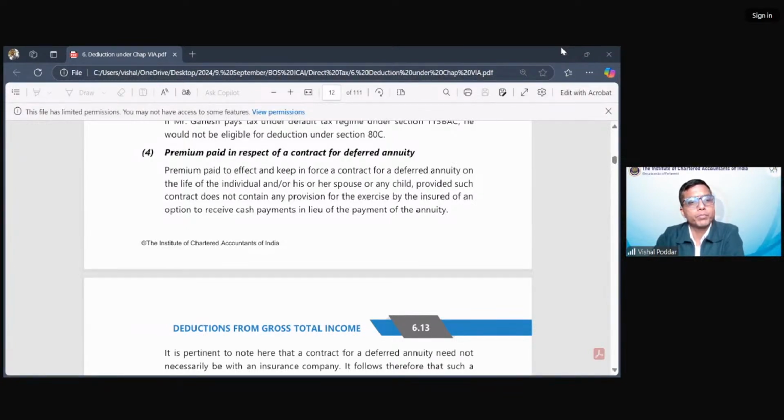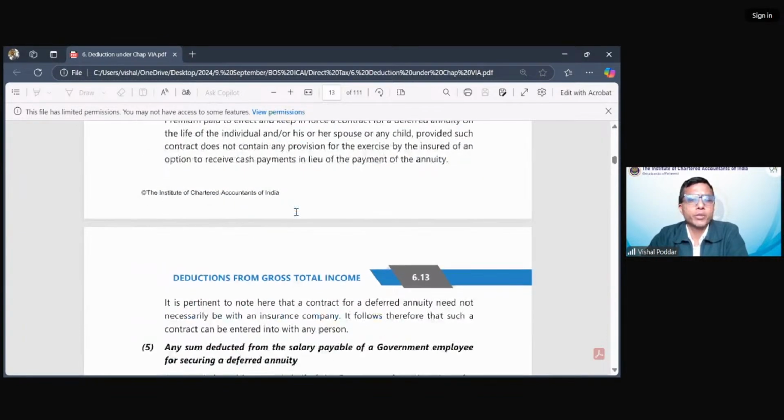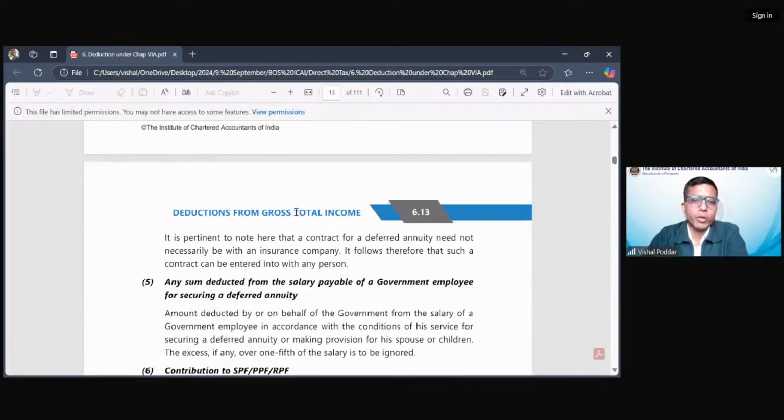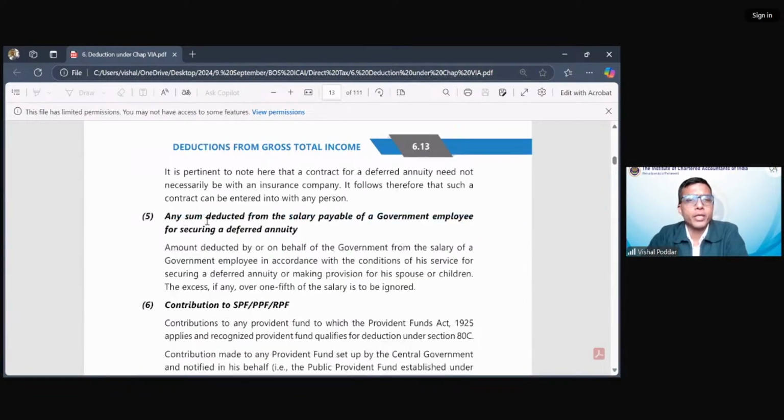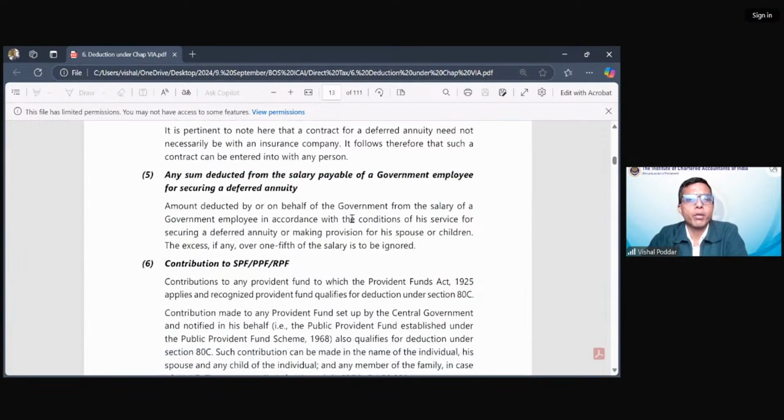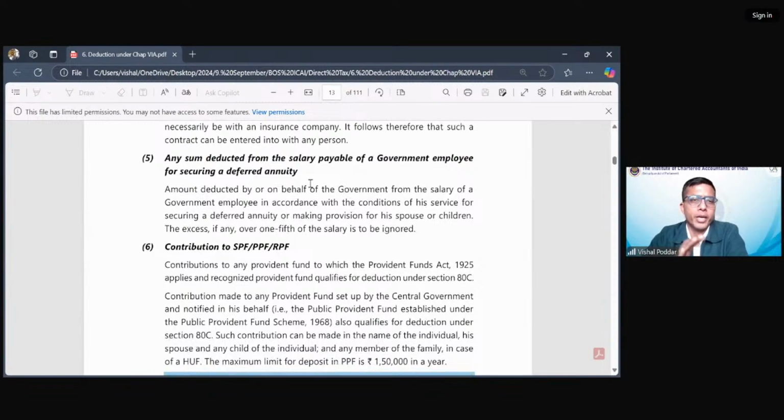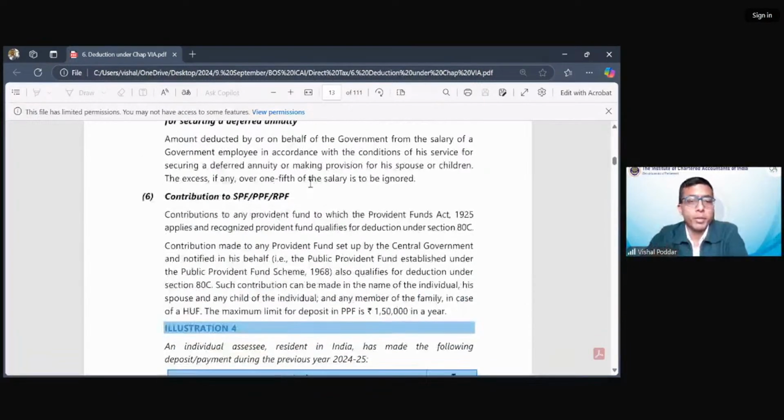Great. Now, the next payment, which is simple, premium paid in respect of contract for deferred annuity. See, these are different types of policies that you take. Next, any sum deducted from salary payable of a government employee for securing deferred annuity. Again, it is deferred annuity only, but it is for a government employee.